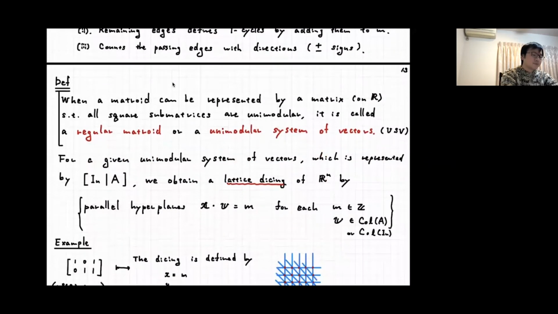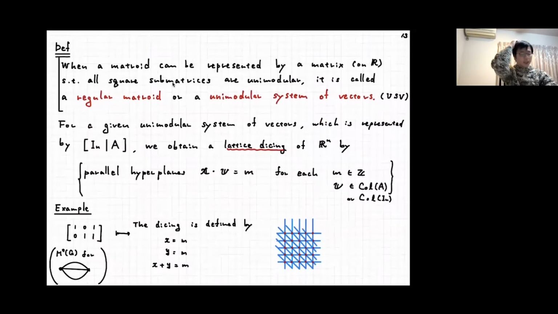And here, I can introduce the connection with the lattice dicing. It is given by the definition of a unimodular system of vectors. When a matroid can be represented by a matrix over R such that all square submatrices are unimodular, then it is called a regular matroid, or the author says that it is a unimodular system of vectors, and I want to denote it as just a USV.